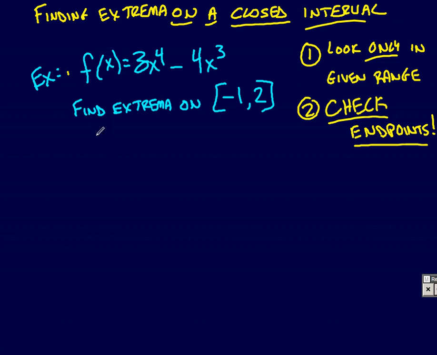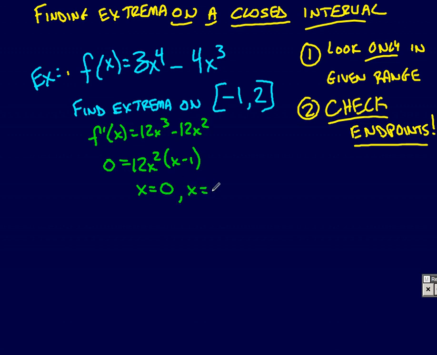So same exact issue. We're going to find f prime of x. We're going to get 12x cubed minus 12x squared. I'm setting it equal to 0. I'm going to factor out a 12x squared and have x minus 1 left. That means I'll have x equals 0 and x equals 1 as my critical points.